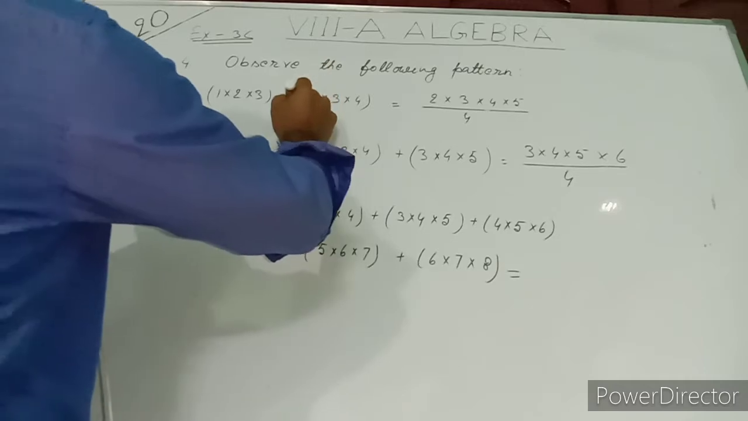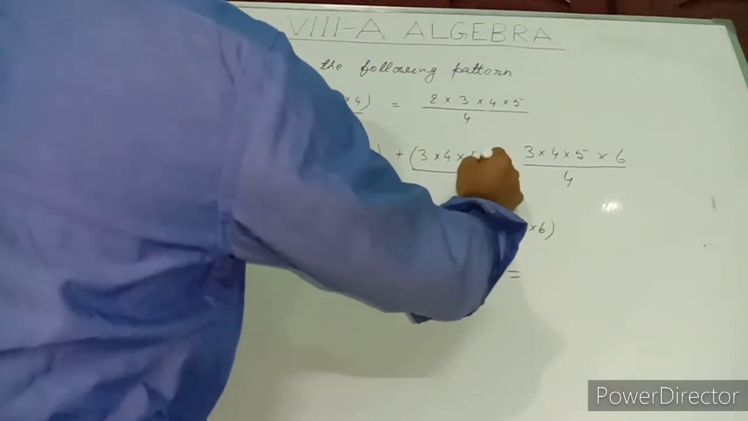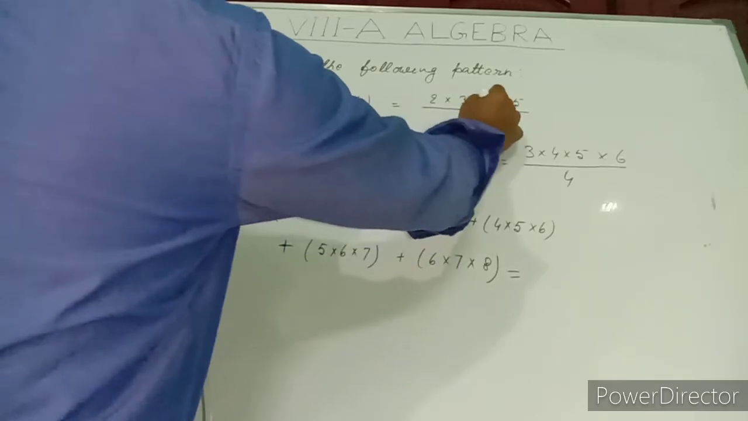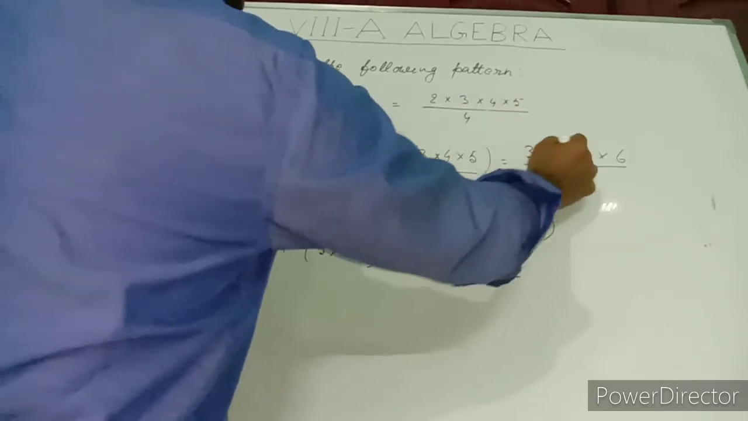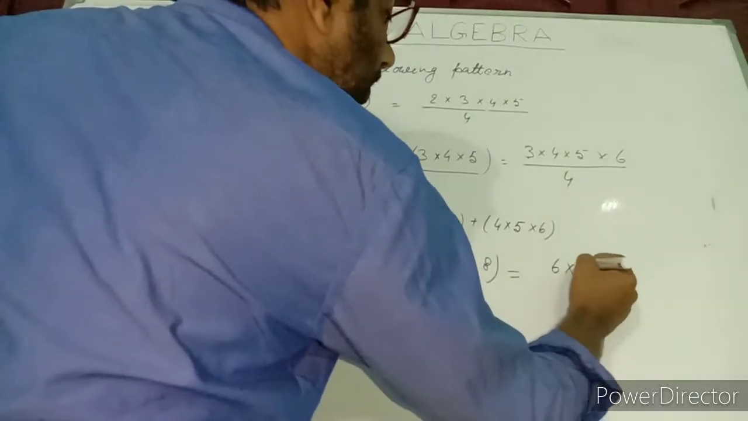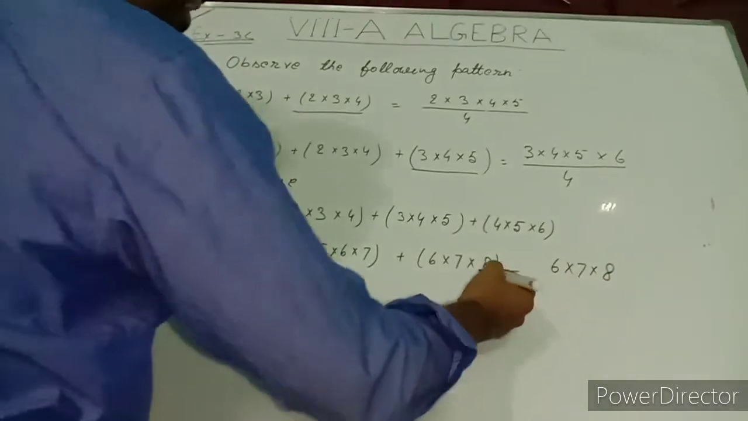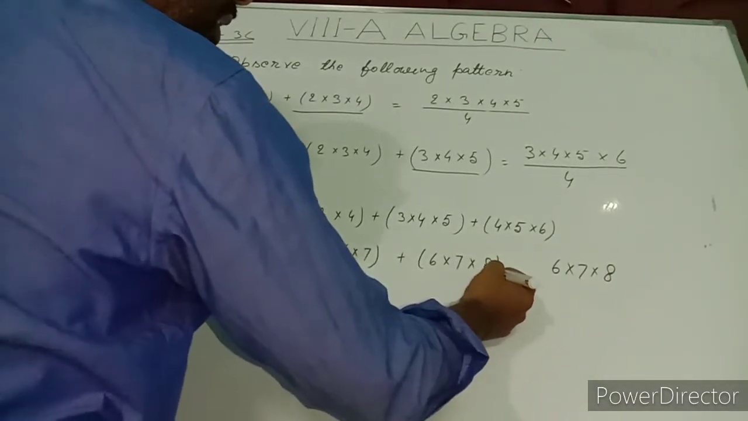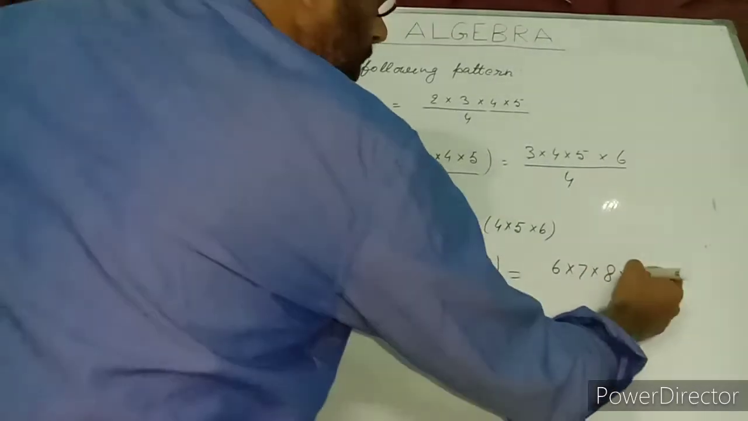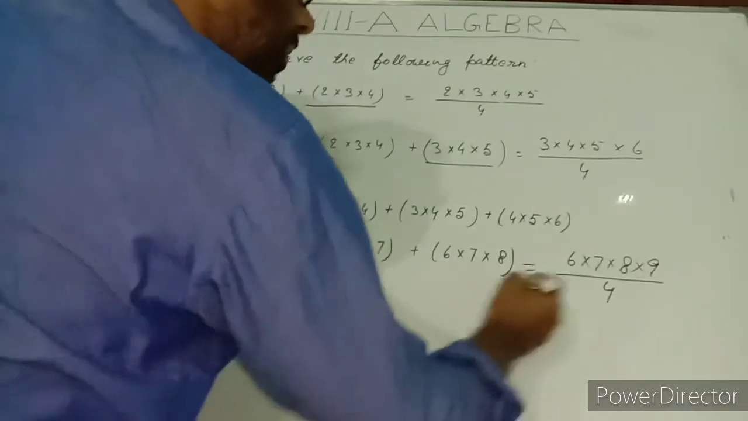We write the numbers of the last bracket at first. Here 2, 3, 4, here 3, 4, 5, here 6, 7, 8. So I wrote 6 into 7 into 8. One more number I have to write in the same consecutive order. Here is 8, the next number will be 9, by how many? 1, 2, 3, 4. So I wrote 4. Now solve it.